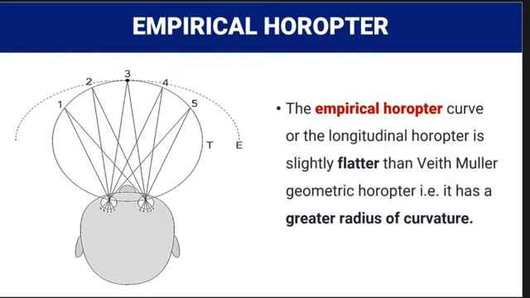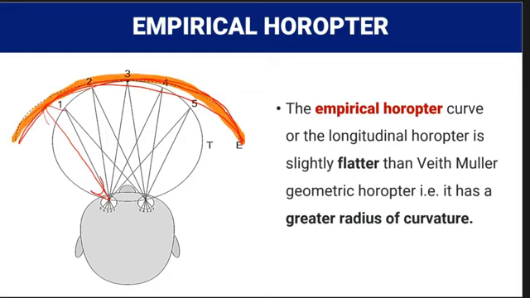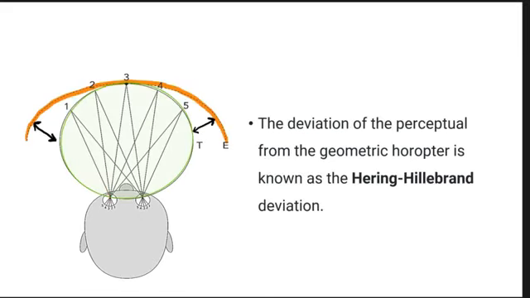However, the empirical horopter curve, that means the experimentally derived horopter, is seen to be not as circular as the Wieth-Muller circle, which is the theoretical horopter. Instead, it has a more longitudinal curve like this. It is more in the shape of an ellipse, okay? It means that it is slightly flatter than the Wieth-Muller circle, and you can also say that it has a greater radius of curvature compared to the Wieth-Muller circle. Okay, so drawn over here in orange color is your empirical horopter. So it is very important to understand what is Wieth-Muller circle, why is Wieth-Muller circle known as the theoretical horopter, and what is the empirical horopter.